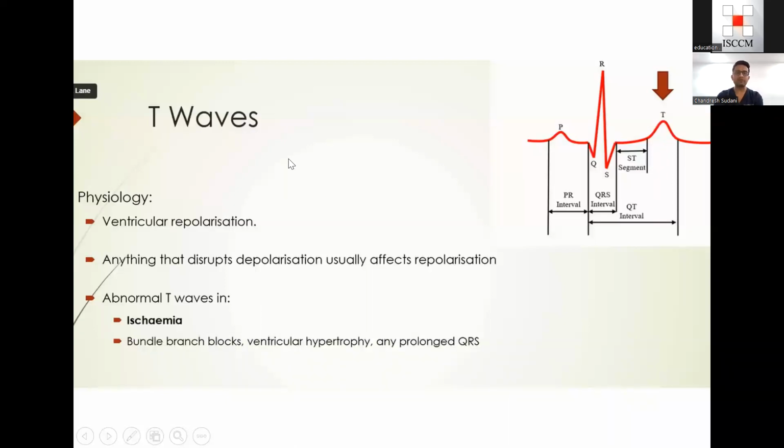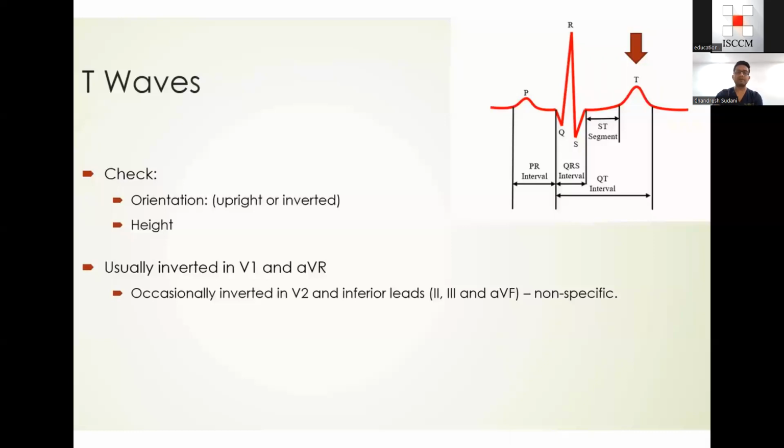Now coming to the T waves. Why do T waves occur on the ECG? Because of ventricular repolarization. Anything that disrupts the depolarization usually affects the repolarization. So abnormal T waves are possible in ischemia, particularly, and even in bundle branch block and ventricular hypertrophy they are more evident. Now, you should see whether the T wave is upright or inverted. Usually it is inverted in V1 and AVR, which is a common phenomenon. Occasionally, you will see T inversion in V2 also, and in the inferior leads of 2, 3, and AVF, which is generally non-specific.